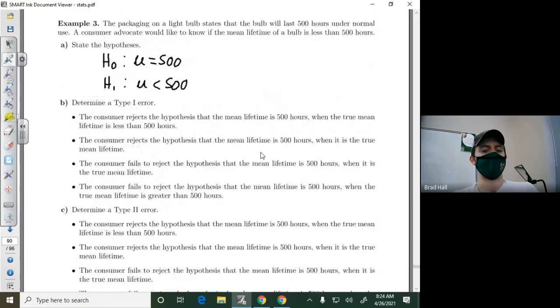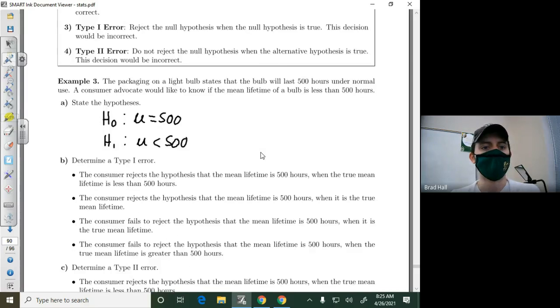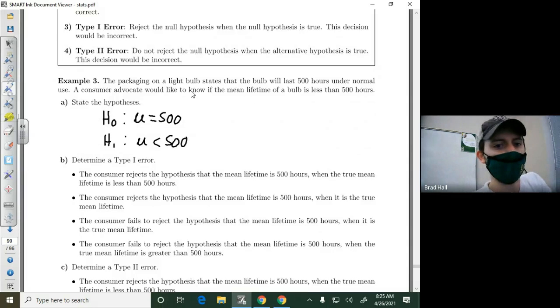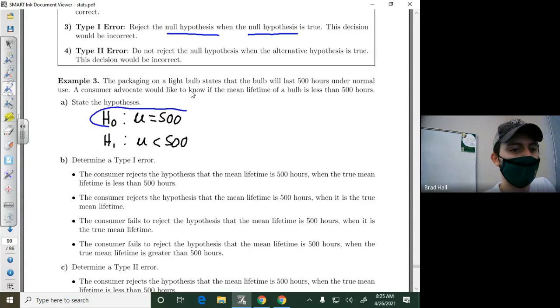Now, what they want us to do for part B, so I'll put down the 4 answer choices as very similar to your homework. So we need to select the one that is a type 1 error. I'll try to keep a type 1 error definition on the screen here as we look through this. You reject the null hypothesis when the null hypothesis is true. Notice it's saying null hypothesis everywhere. It doesn't say anything about alternative. So we should be looking solely at this statement.